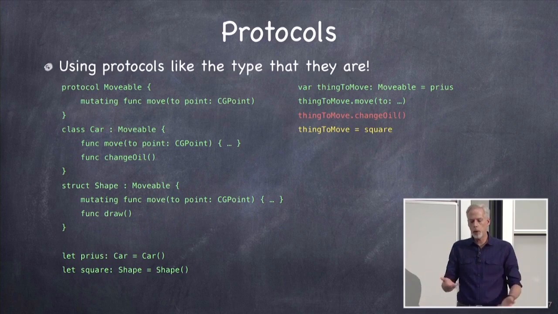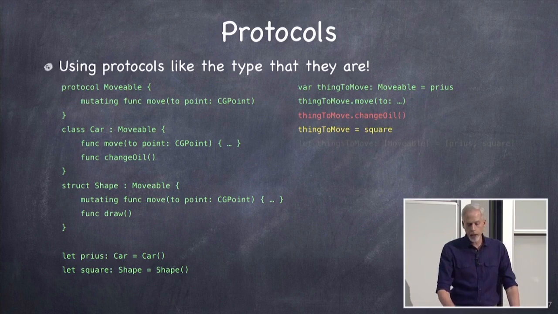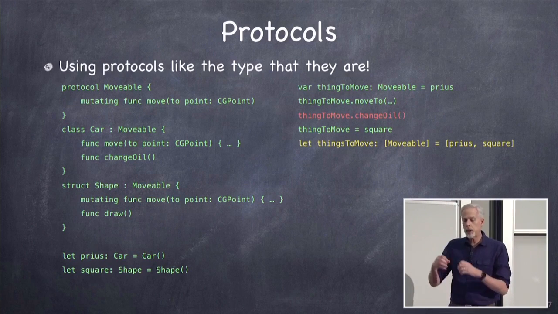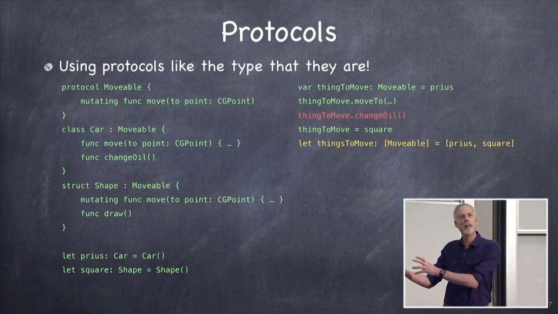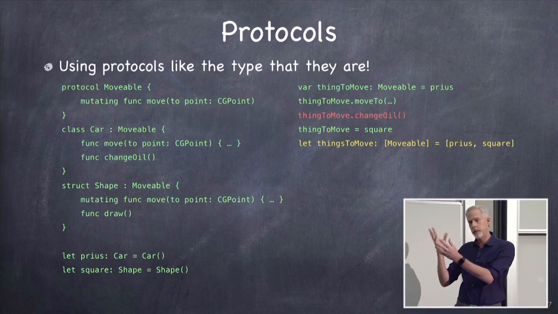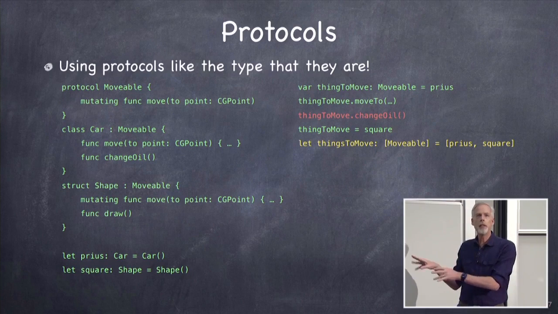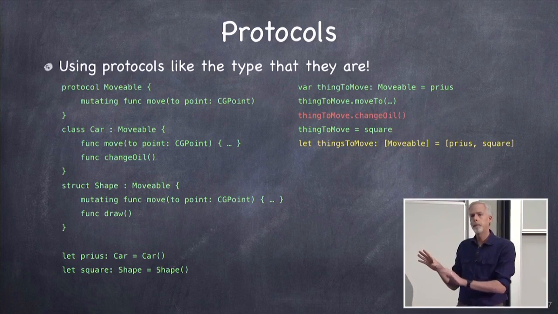But they're both Movable, so that var, thingToMove, which is of type Movable, can hold either of those things. In fact, I could even create an array, thingsToMove, which is an array of Movable, and then I could put a Prius and a square both in there. Even though they're completely different classes, types of things, they can both go in there because they're both Movables. So the type of thing in that array is Movable. What it actually is doesn't matter. Are we cool with that?